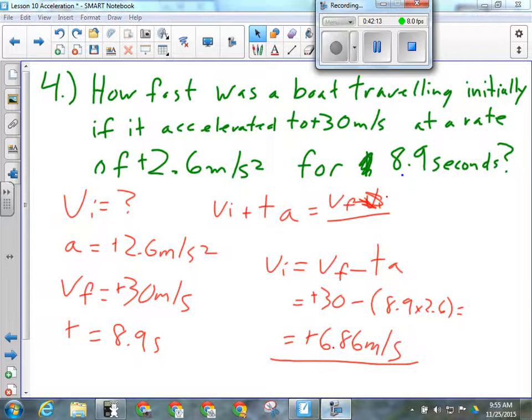Hey, tomorrow I'll give you the worksheet on acceleration after our quiz, which will be posted later on today, and it will be on graphing. There'll be 2 graphs.